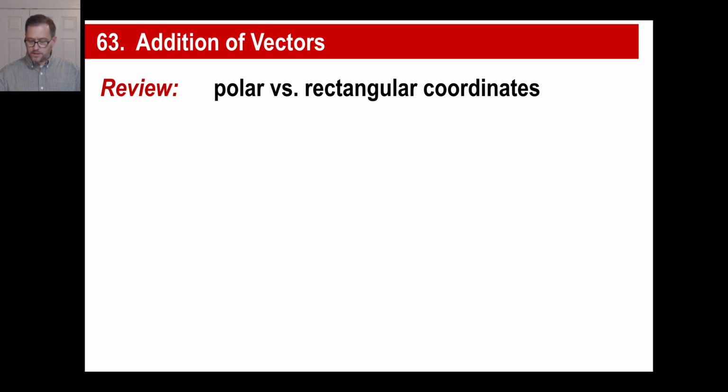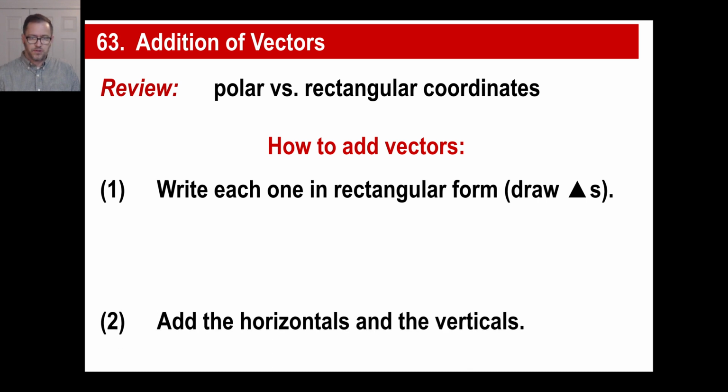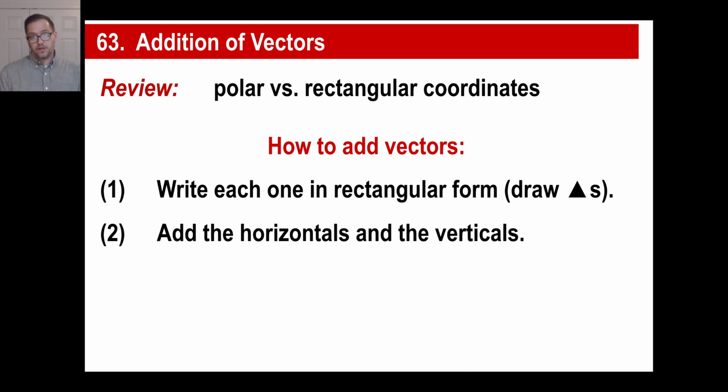The way we're going to convert and add vectors together, which we'll do some examples of, it's actually kind of neat how this works. The first step is to write each one in rectangular form, which means you're going to actually draw the triangles. You don't have to draw these nicely, just somewhat close to what they might look like, and make sure you're in the right quadrant when you do that. Step 2 is to add the horizontals and the verticals, and step 3 is to write in polar form.